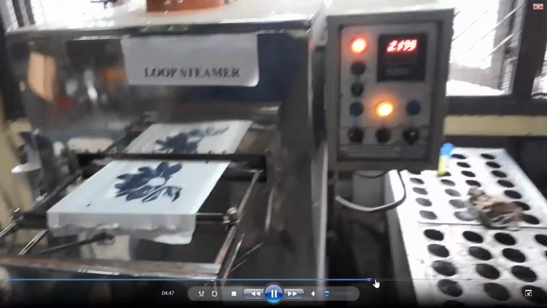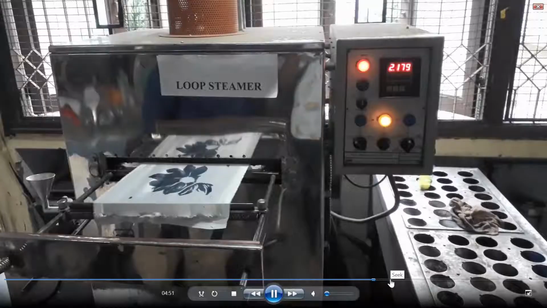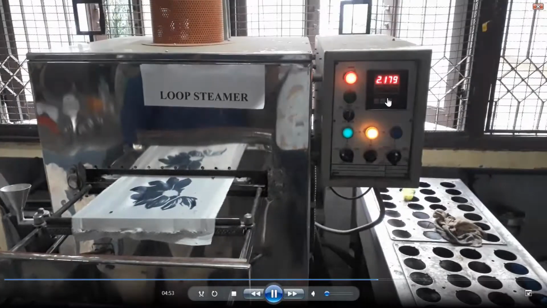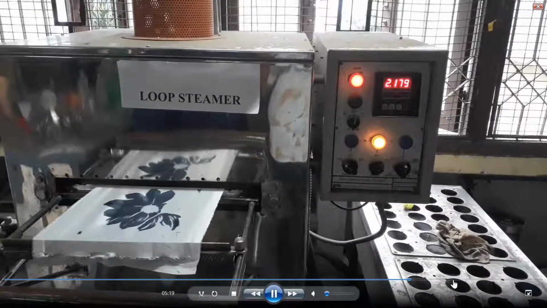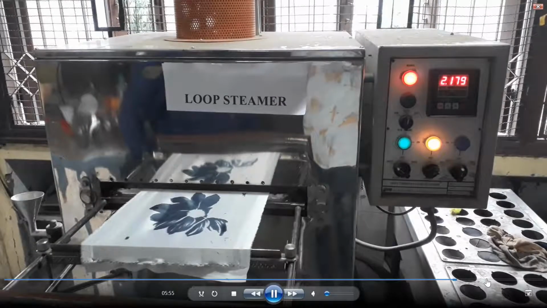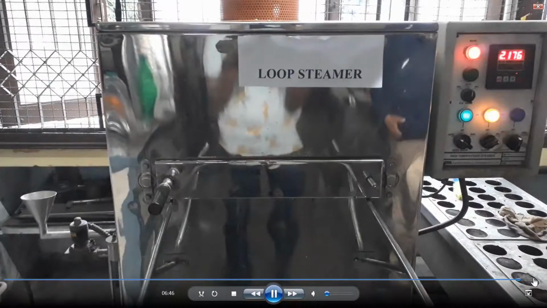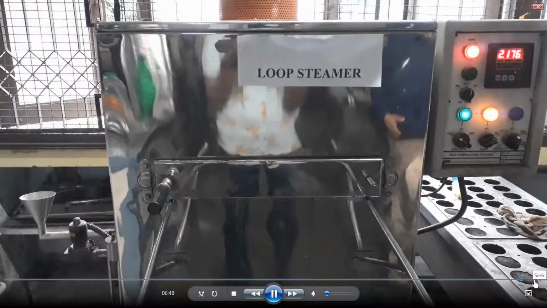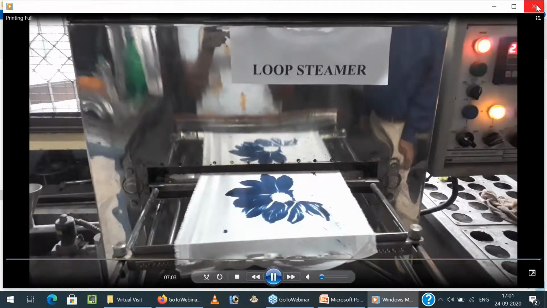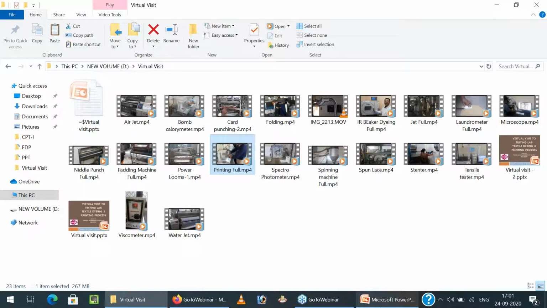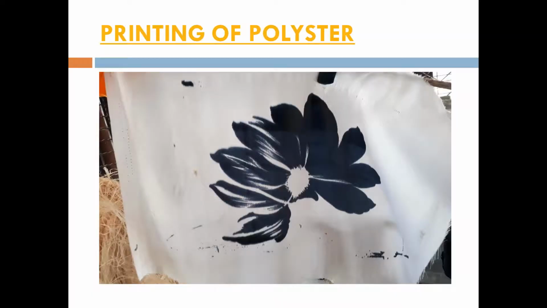Now the same loop steamer is there. The loop steamer works with high temperature, supersaturated and superheated steam. Generally 170 to 180 degrees centigrade is required, and some 5 to 7 minutes are given for fixation. So during that exposure, the dye placed on the surface goes inside the fiber, and you get color fixation, a colored print.